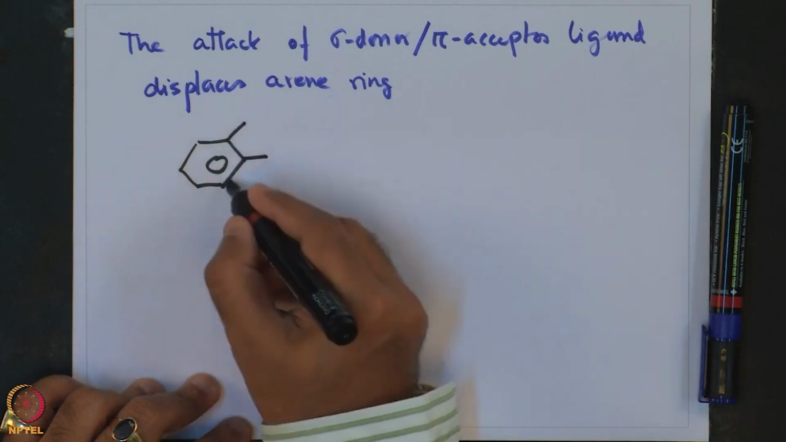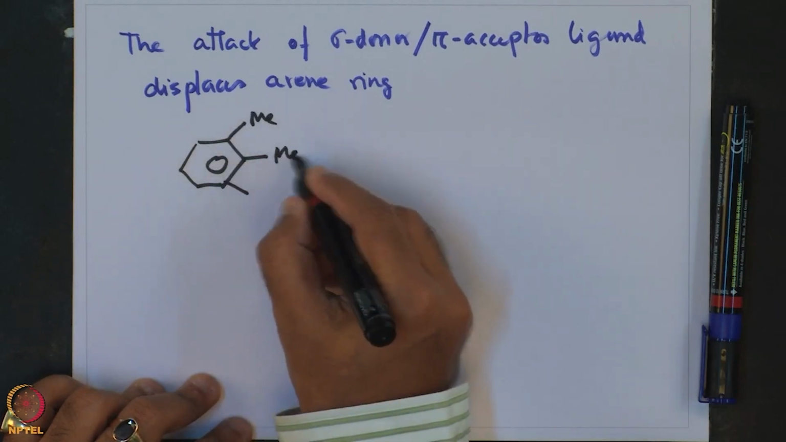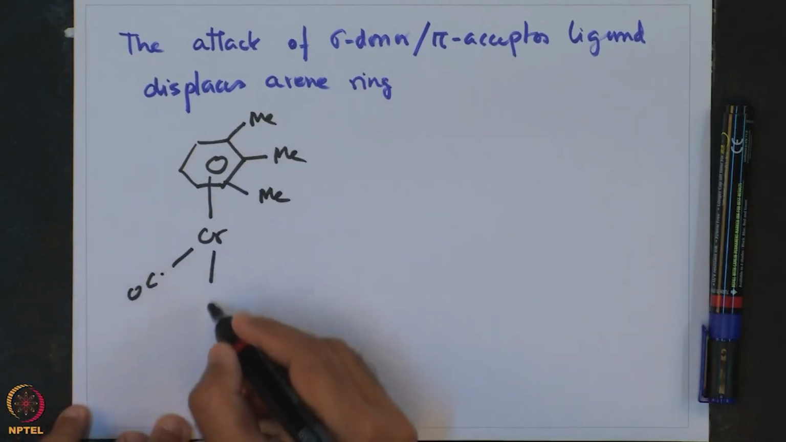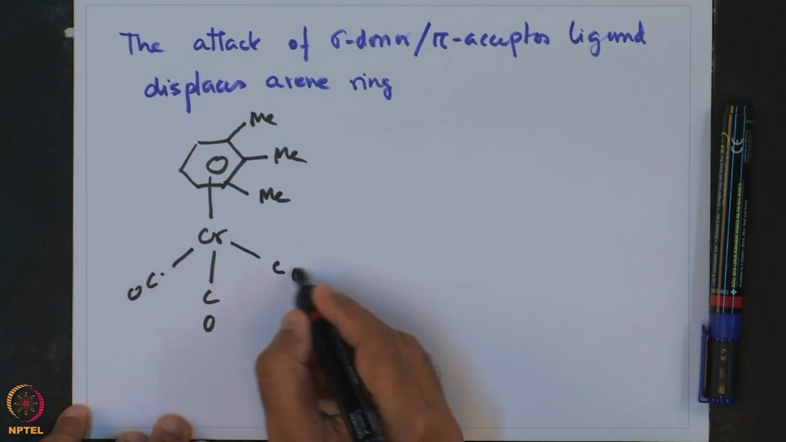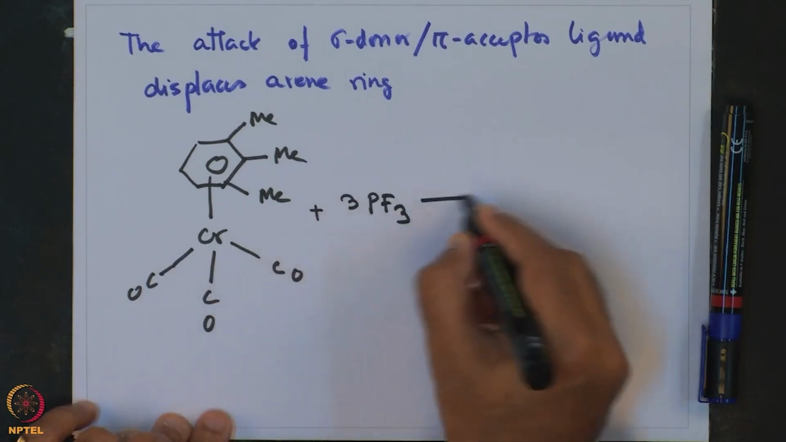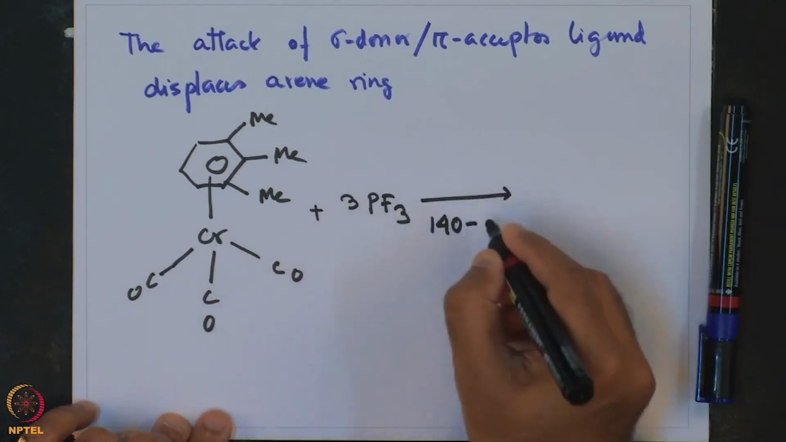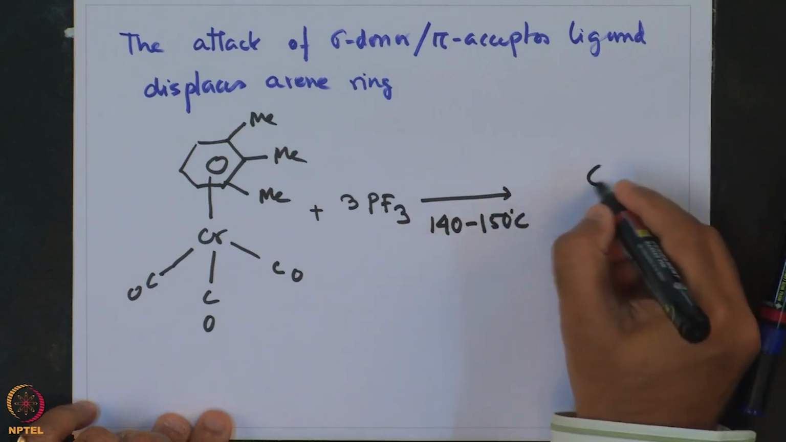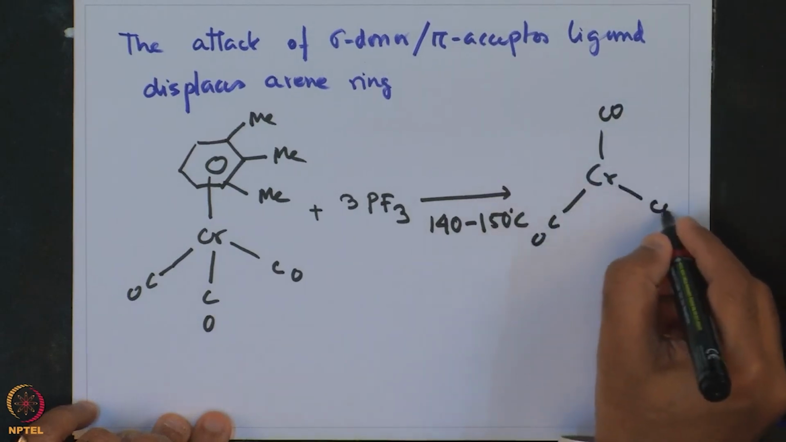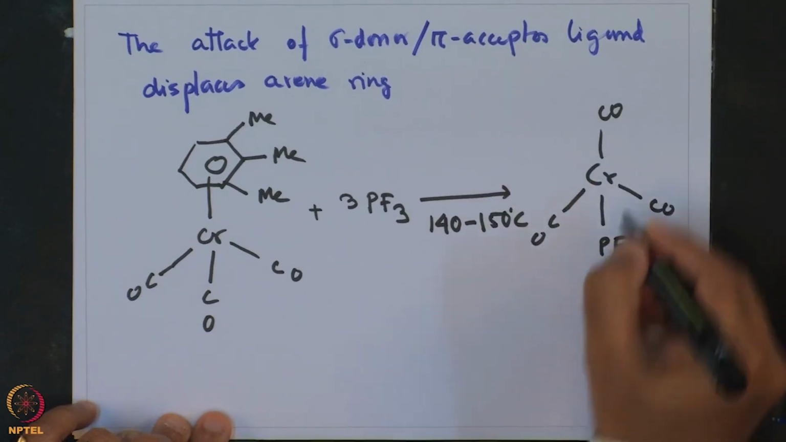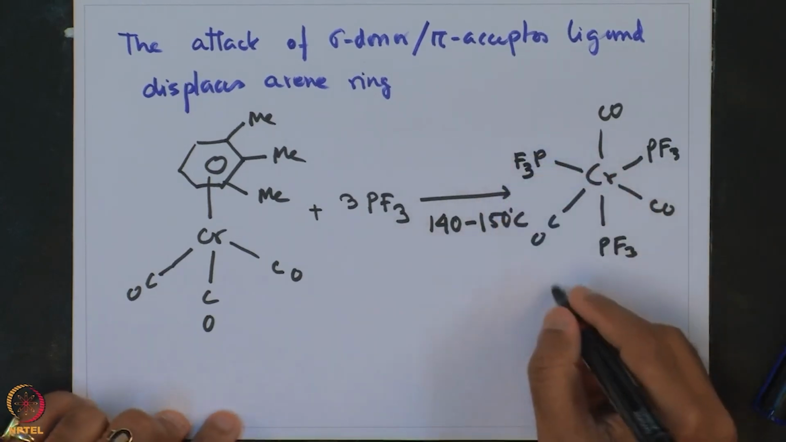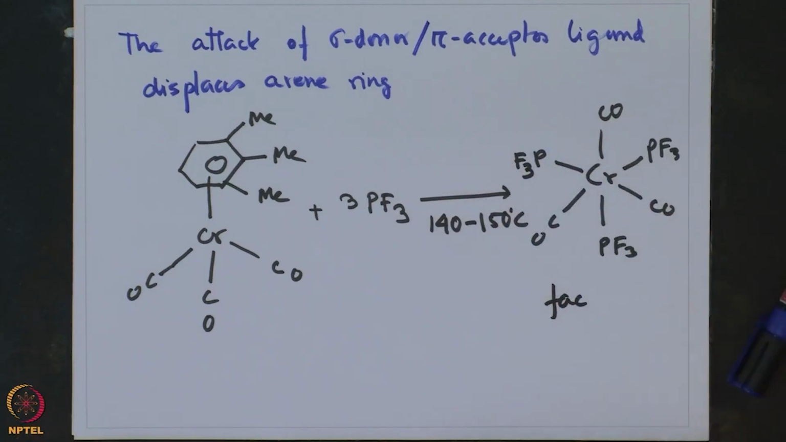So, we have 1,2,3 trimethylbenzene chromium tricarbonyl plus 3 PF3 at elevated temperature, 140 to 150 degree centigrade, giving chromium tricarbonyl PF3, PF3, PF3, and a facial isomer is obtained in this case.